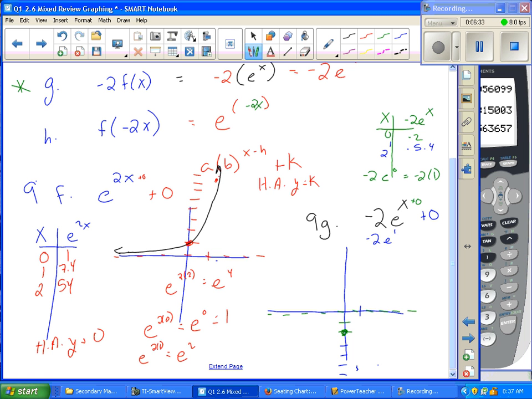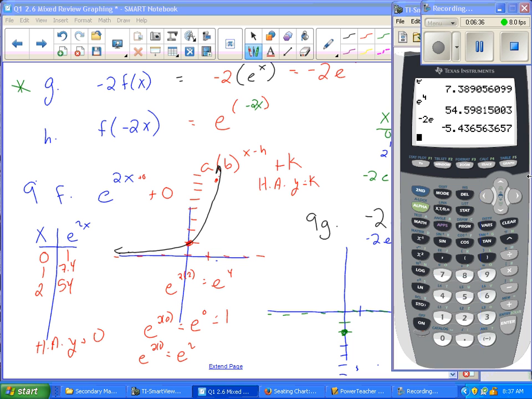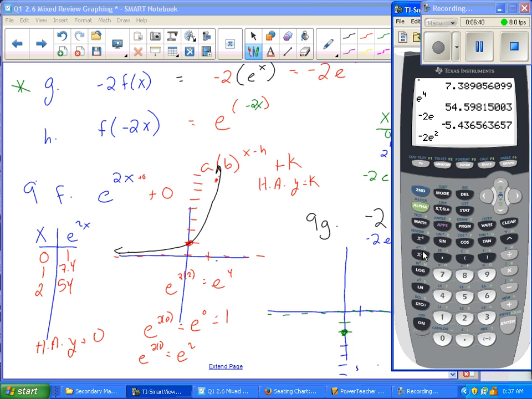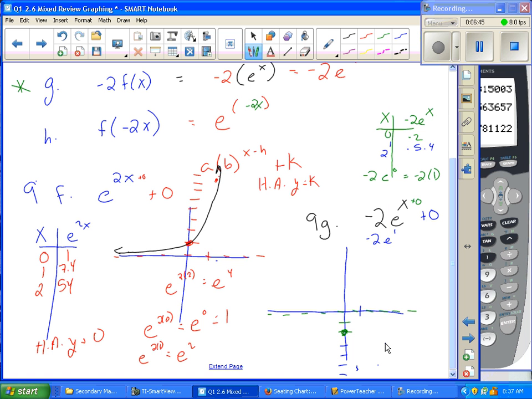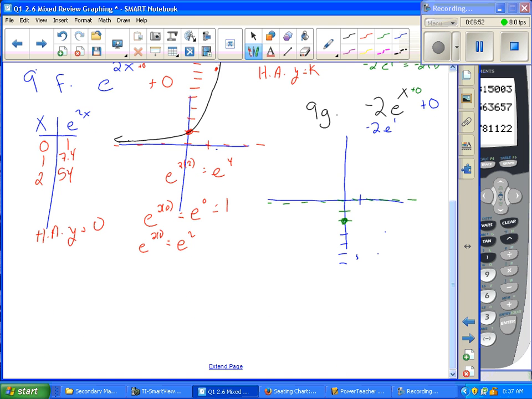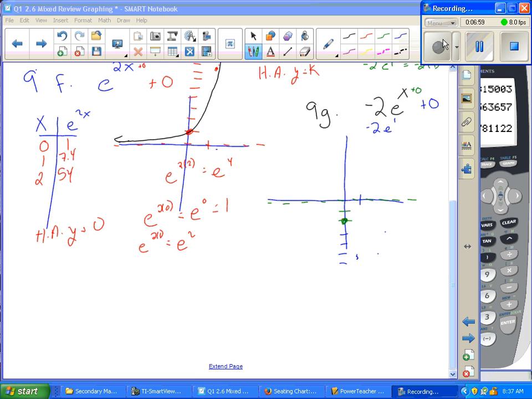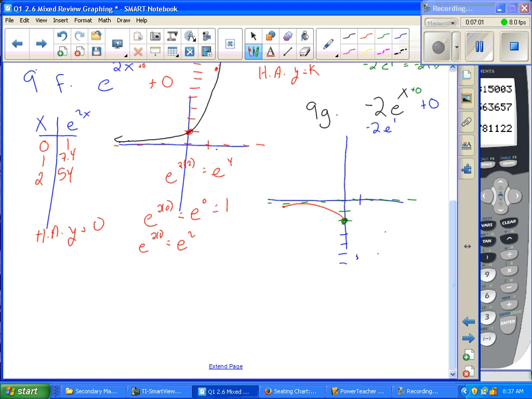If I were to plug in 2, I'll get negative 2e to the second power, negative 14.7. And I don't even have room to go down to negative 14.7, so I'm just going to use the 2 points that I already have and sketch in my graph. So approach the asymptote there and then go down.